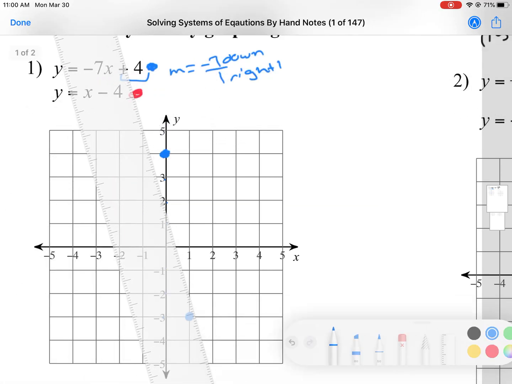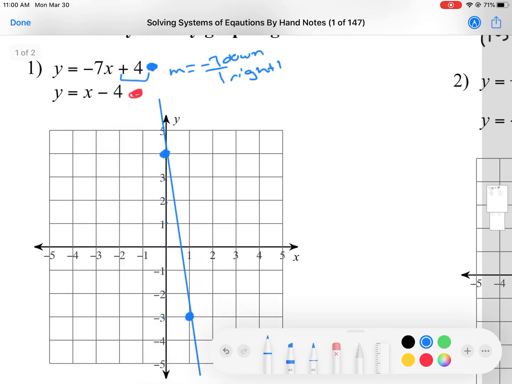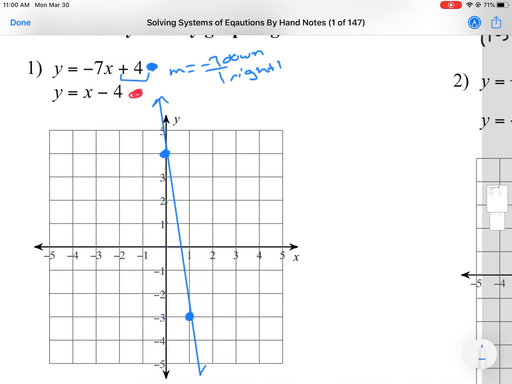I'll get my nice ruler out. It's a pretty cool ruler, I know. Alrighty, match those up. And close enough. Very nice, very nice. Get rid of my ruler. Draw my arrows. All right, next one.